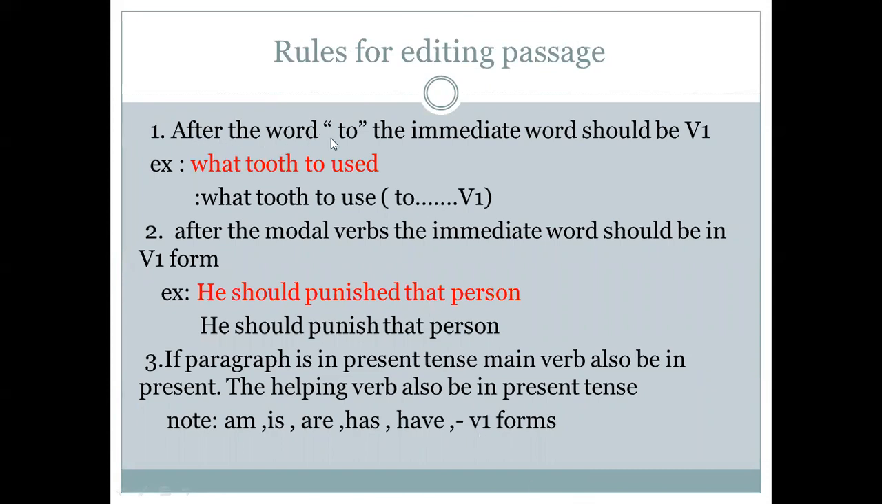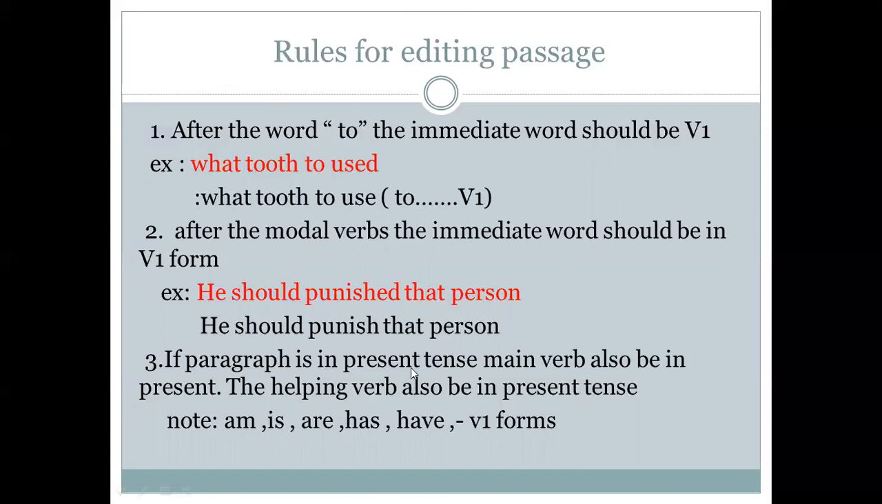First one, after the word to, the immediate word should be V1. For example, what to use? Is it correct? No, because after the word to, the word was in V2 form, but actually the word should be in V1 form. Next, after modal verbs, what are modal verbs? Should, could, etc. After the modal verb, the immediate verb should be in V1 form. He should punish that person. Here should is a modal verb, so the V1 form should be added.